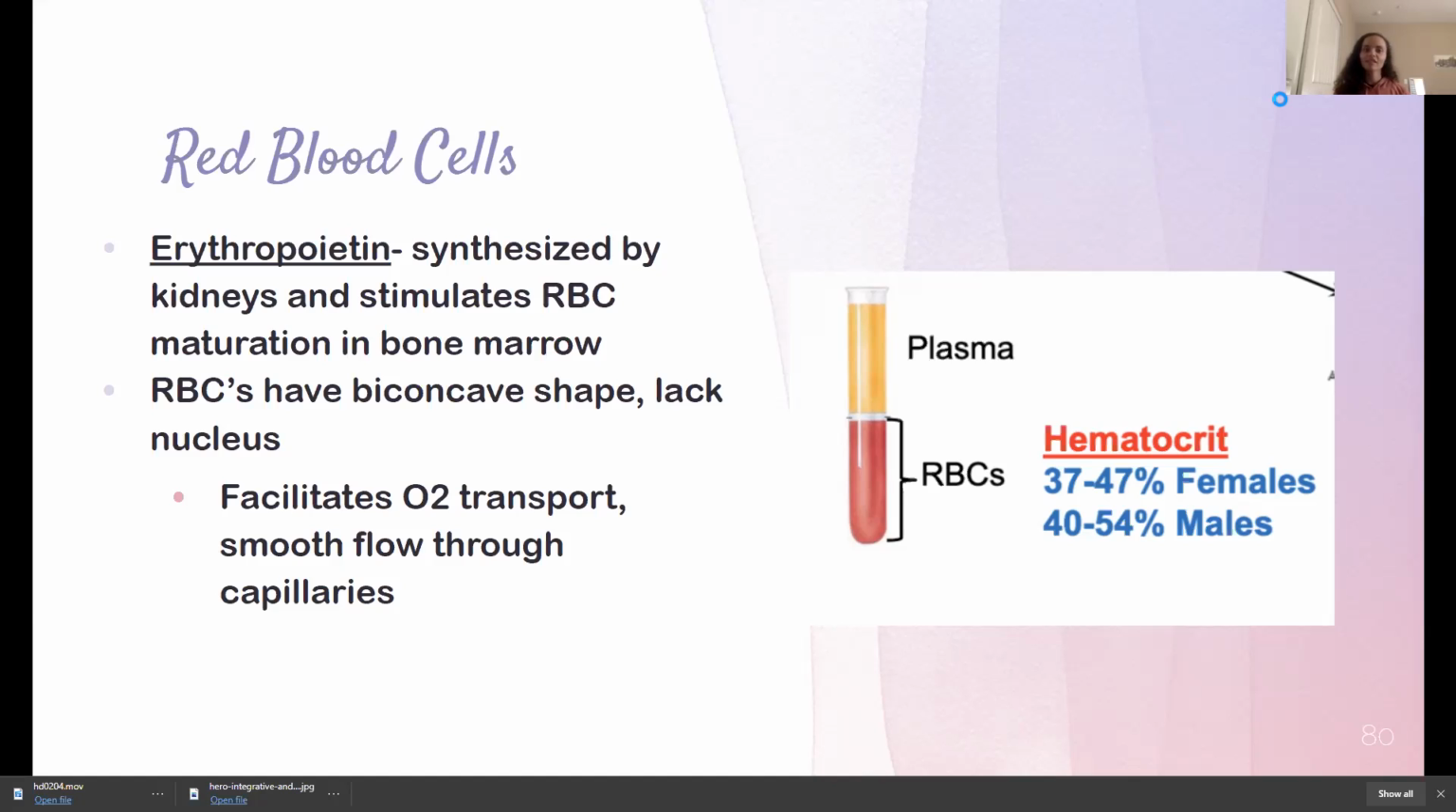Red blood cells are unique in that they have a biconcave shape, and they also lack a nucleus. This is one of those examples where structure determines function. Their structure is really important in facilitating oxygen transport and smooth flow through the capillaries, so they can conform their shape in order to move throughout the body. The lack of a nucleus also adds to their flexibility in movement.